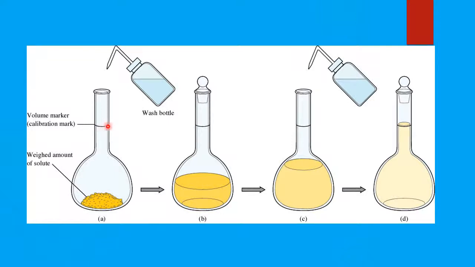This calibration mark tells us the volume of solution that we're going to make. In this case, we're going to assume it's 1,000 milliliters or 1 liter. We add some distilled water to bring it to a certain volume so we can dissolve the solute. Once we dissolve the solute, we add more of the liquid, the distilled water, and then we fill it to the mark until we get to the desired amount. And that's just the basics of creating a solution.